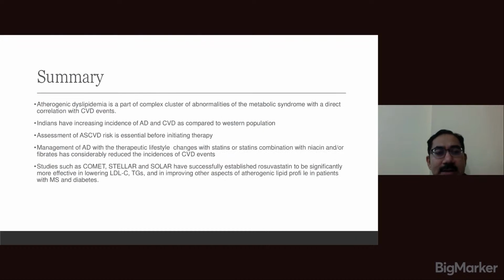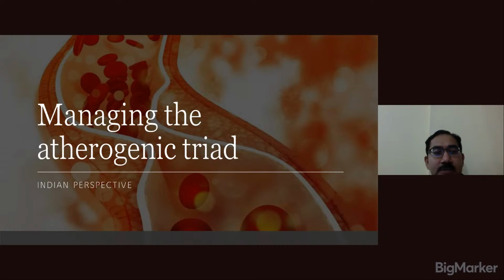So, to summarize, atherogenic dyslipidemia is a part of a complex cluster of abnormalities of metabolic syndrome with direct correlation with cardiovascular events. Indian patients have increased incidence of atherogenic dyslipidemia and cardiovascular disease as compared to the Western population. Assessment of risk is essential before initiation of therapy. Management of dyslipidemia with therapeutic lifestyle changes with statin therapy or statin combination with other drugs reduces the incidence of CV events. Studies like COMET, STELLAR, and SOLAR have successfully established the benefit of rosuvastatin to be significantly more efficacious as compared to other statins. Thank you very much.